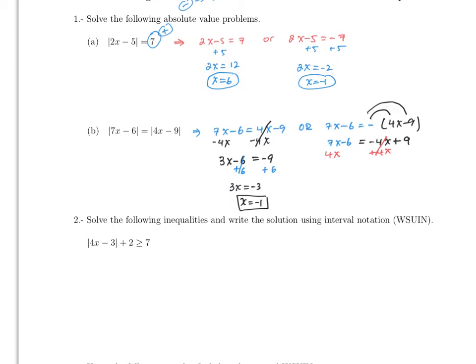Now 7x plus 4x is 11x. So it's 11x minus 6 equals 9. Add 6 to both sides. And we have 11x equals 15, or x equals 15 over 11. And that's it. No need to simplify. All right, so let's move to number 2.